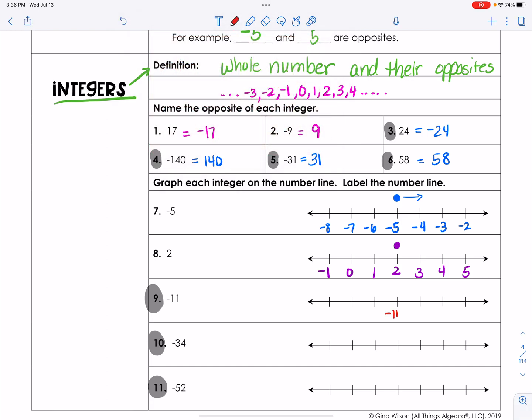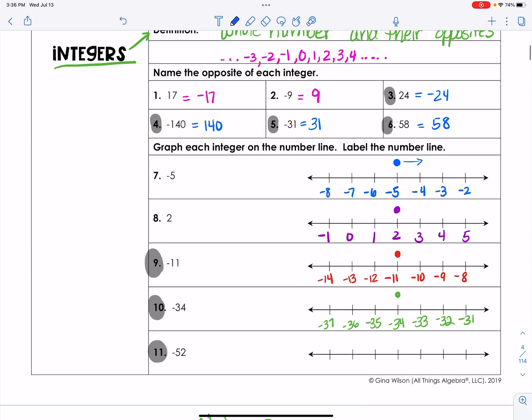So -11 would be in the middle. Getting closer to 0 to the right would be these numbers, so they're bigger than -11. Going to the left are going to be these numbers, so they're smaller than -11. Then you have -34. So this is -33, -32, -31. And then the smaller ones would be -35, -36, -37.